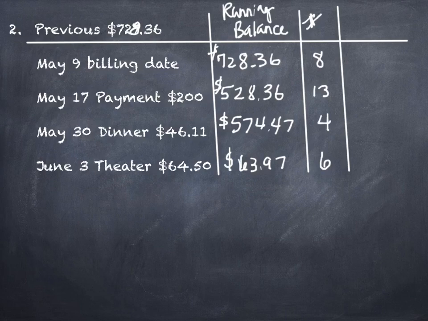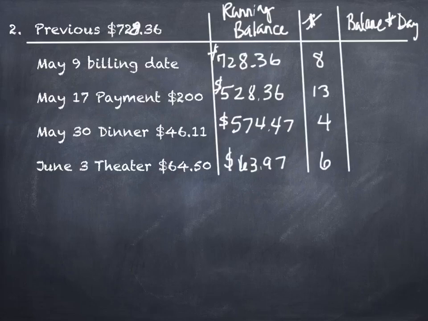Perfect. Here's what you do next. You multiply those two columns together. Okay? So you're going to multiply 728 times 8, and then 528 times 13 all the way down. That's my last column. My last column is the balance times the days. All right, it's just going to have to say day, because if I get any closer to the edge, it pushes the button that changes my screen. So mine's just going to say day, rather than days.